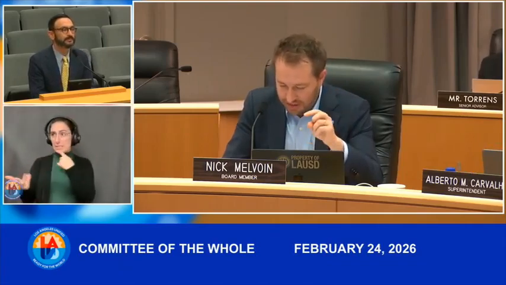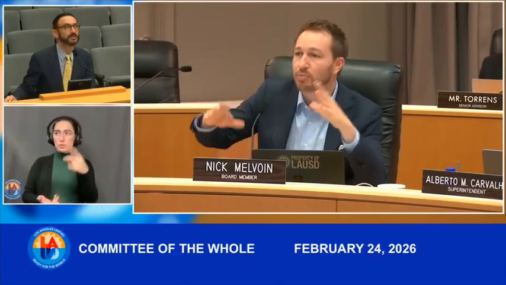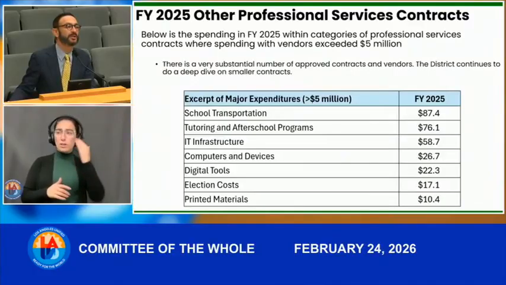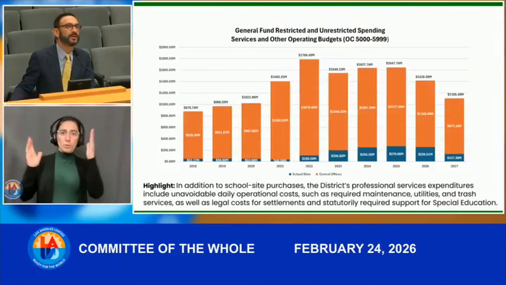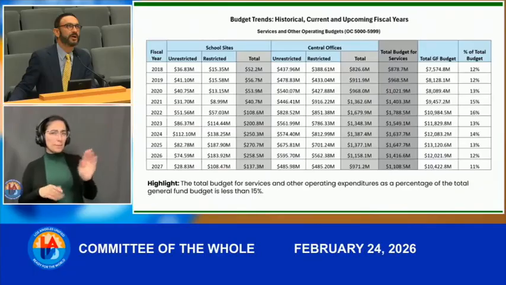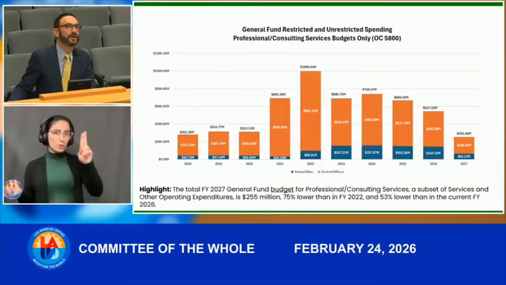Do you know where they get that number? Because I know here we have 58 million, another 26.7 for the actual computers and devices, 22 for digital tools, and I know this is part of a broader conversation we're hoping to have, but do you know where that 1.6 billion comes from that we're seeing? I know UTLA put it out in an infographic.